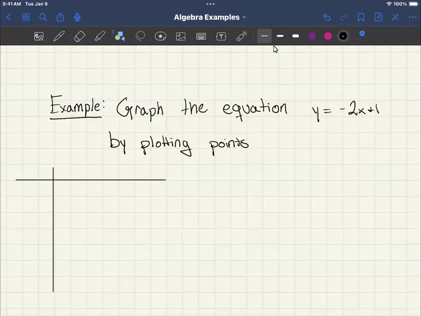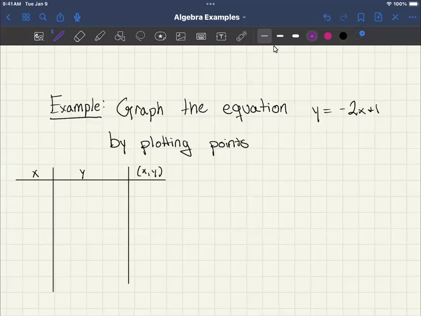We are going to have a column for our x values, a column for our y values, and I'm going to put in a third column, which some people don't have, and that's okay. Some people do. Our third column will have our point written out as a coordinate x comma y. So it's going to put together the values from our first and our second column together.